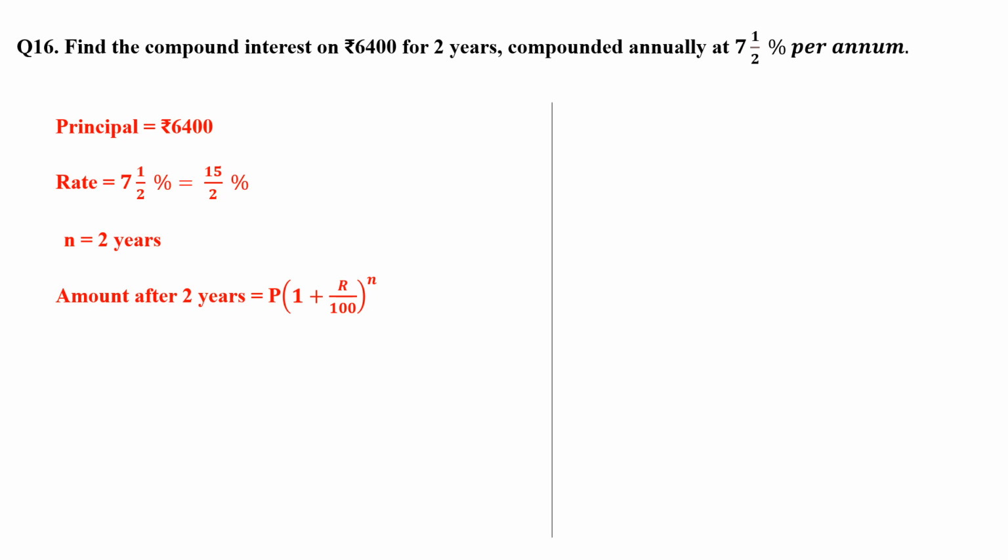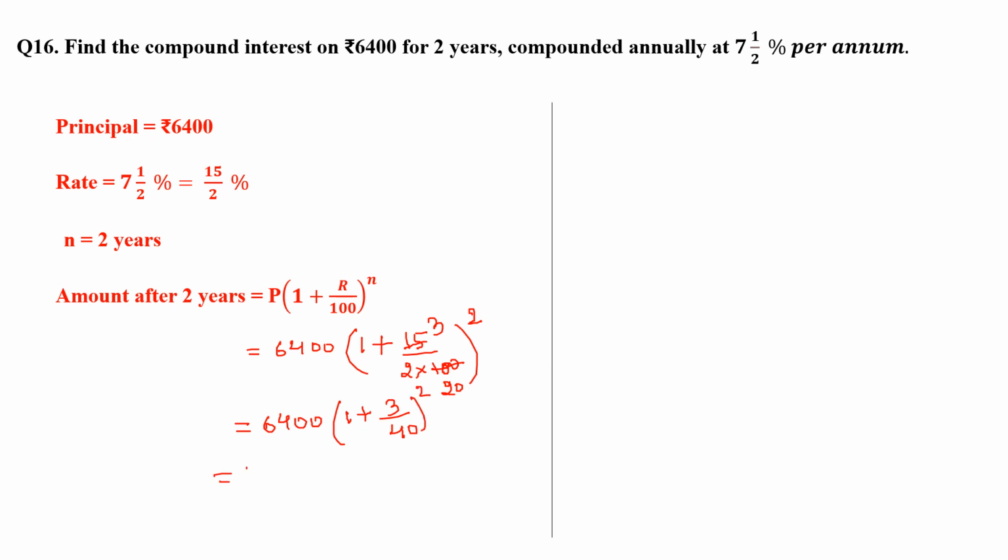Now substitute all the values. So it will be 6400, 1 plus, and rate is 15 by 2. So you have to write 15 on the numerator and 2 will go on the denominator. Multiply by 100 whole 2. Now reduce it. So 5 threes are 15, 5 times 20, and if you solve it, you will get 6400, 1 plus 3 by 40 whole square.